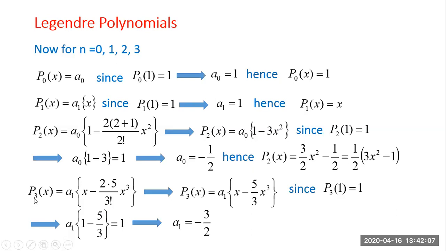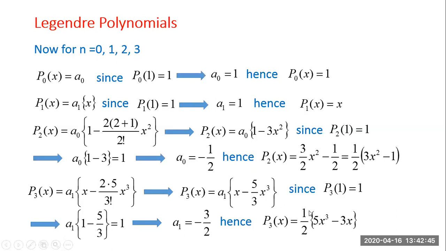So for n is equal to 3, select a1 as minus 3 by 2. In that case, putting a1 equal to minus 3 by 2 here, you get p3 of x is equal to 1 by 2 into (5x cube minus 3x). So this is a Legendre polynomial for n is equal to 3. Again, if you verify, put x is equal to 1, you get 5 into 1 cube minus 3 into 1, which is 2 by 2, that is 1. So this is a Legendre polynomial of degree 3. So like this, you can find the Legendre polynomials of various degrees, p4 of x, p5 of x, and so on.